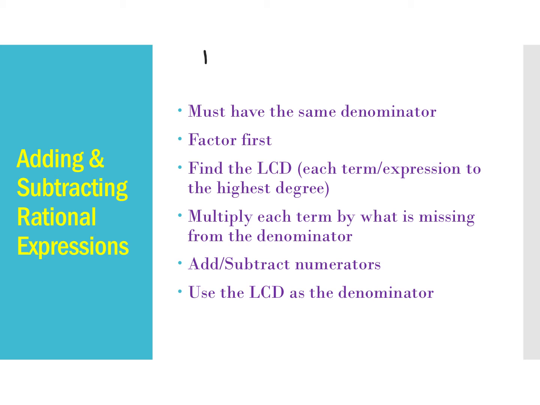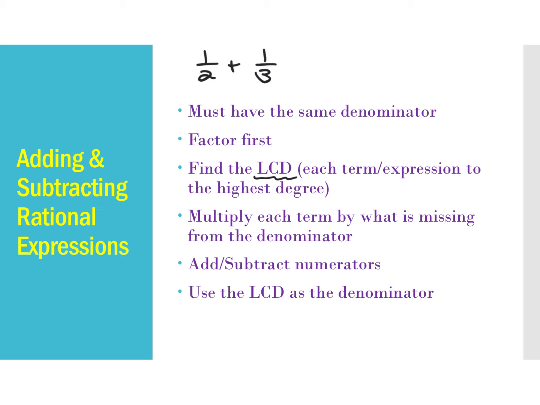I can't add 1/2 and 1/3 without changing the denominator to be the same, right? Same concept, except now we're going to have expressions in the bottom. So whatever's in the bottom has to be the same. If it's not, we're going to find the least common denominator, change each fraction so it has that least common denominator, and then combine them together.